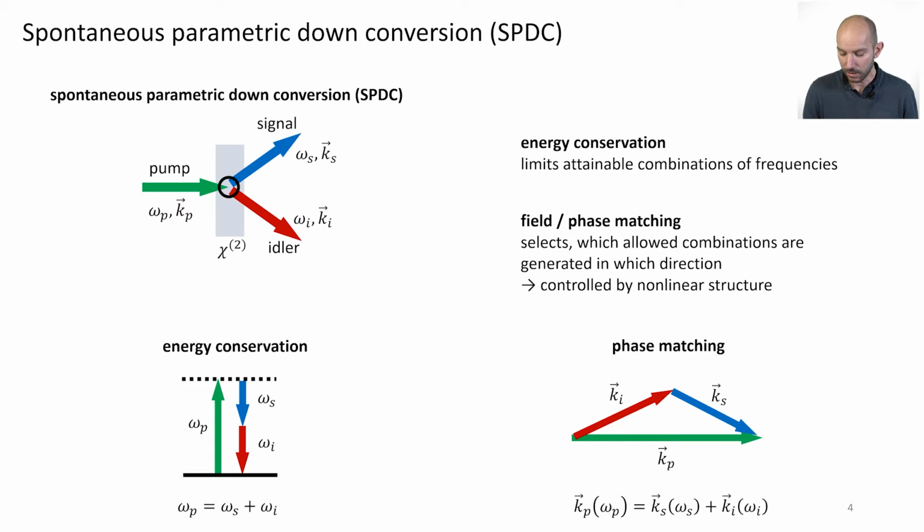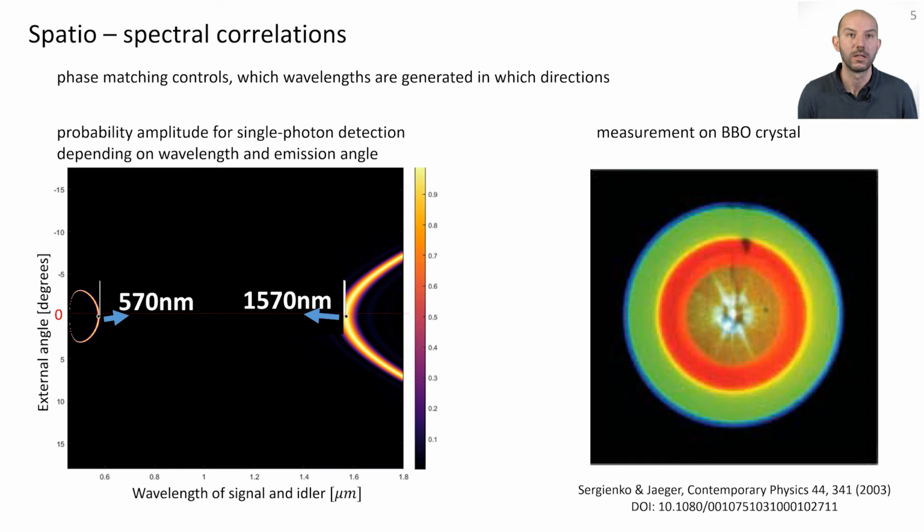What does this mean in practice? Here is an example for a particular crystal. On the left side, there's a calculation of the emission probability amplitude. That's a somewhat complex plot, so let's explain it. On the bottom, we have the wavelengths of the photons that can be emitted, and here we have the angle under which they can be emitted. We fixed the pump wavelength to something in the order of 400 nanometers.